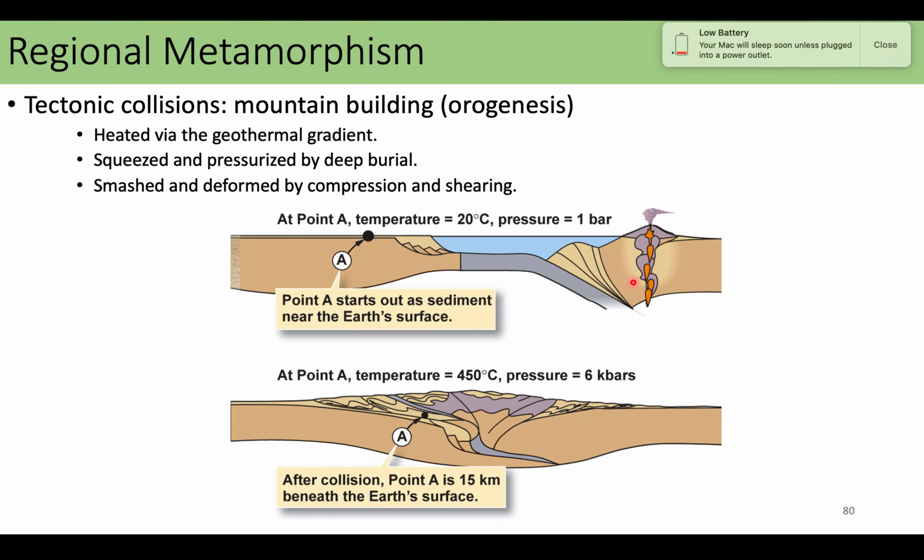Regional metamorphism, so this really is where we have tectonic collisions or continental to continental convergent zones where we have mountain building. So we have a large amount of heat, a huge amount of pressure, and a lot of compression and shearing due to this enormous pressure of the convergent boundaries. Remember that continental to continental boundary, neither of those plates will be able to subduct. So that is collision, where we create huge mountain ranges and a lot of metamorphic activity.